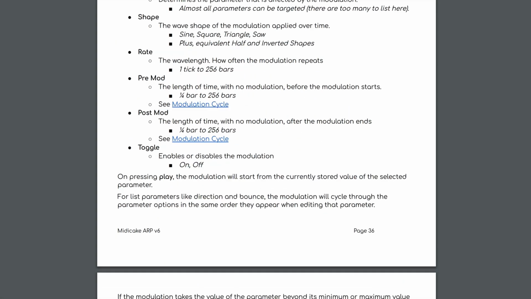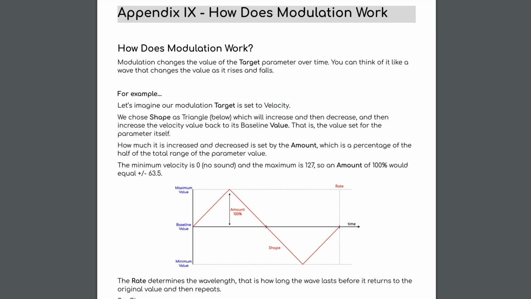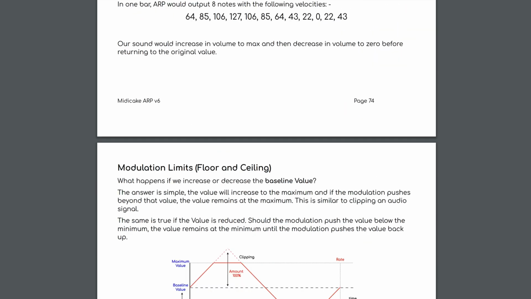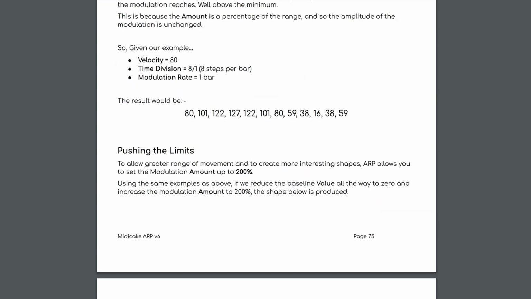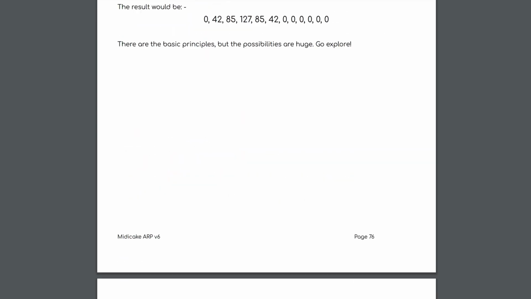Details of all the changes in V7 can be found in the updated user manual, along with extensive examples of the ideas and theory behind things like modulation sequencing.